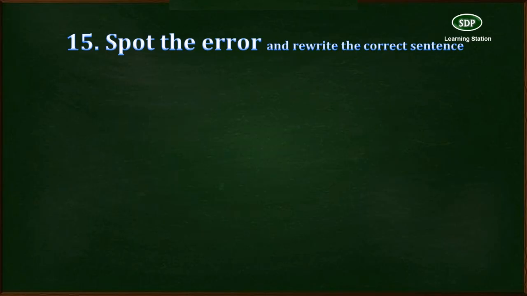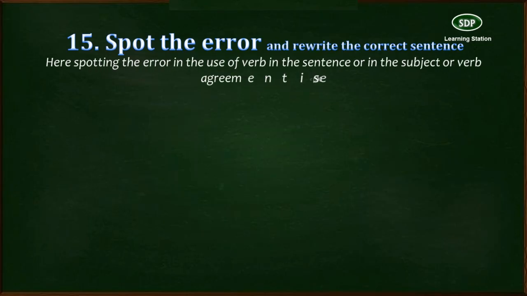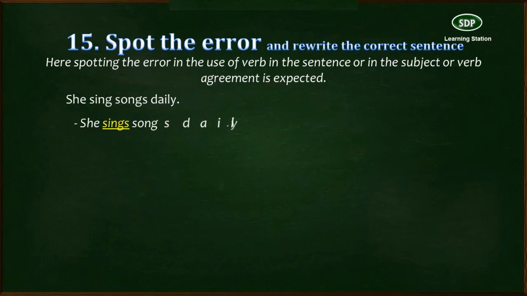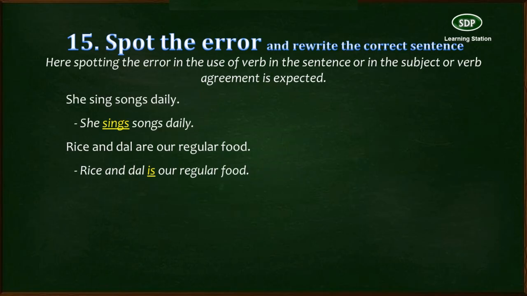Spot the error and rewrite the correct sentence. Here, spotting the error in the use of the verb in the sentence, or in the subject-verb agreement, is expected. She sings songs daily. Rice and dal are our regular food. Rice and dal is our regular food.